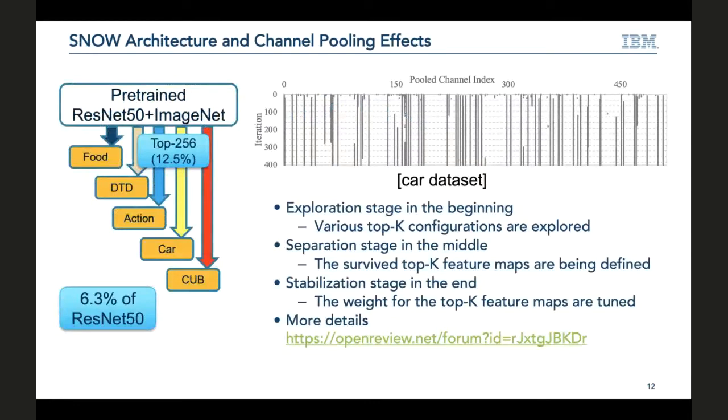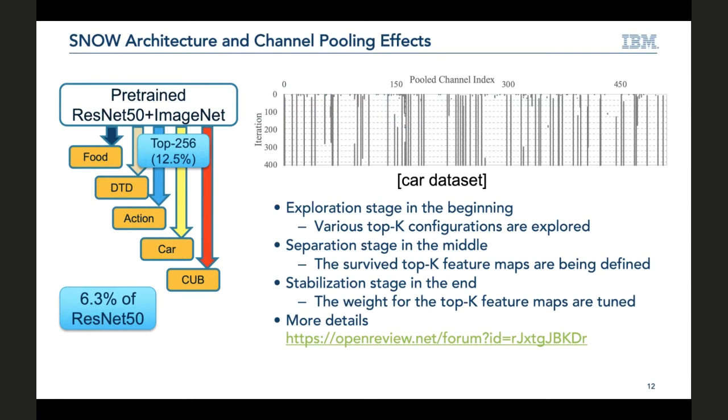And this is a high-level view. From the given pre-trained ResNet 50 ImageNet model, which serves as a teacher, we will subscribe to all the intermediate features using our channel pooling technology. And then pooled features will be fed into individual models. A subset goes to food, another subset goes to action, another subset goes to cars, and so on.